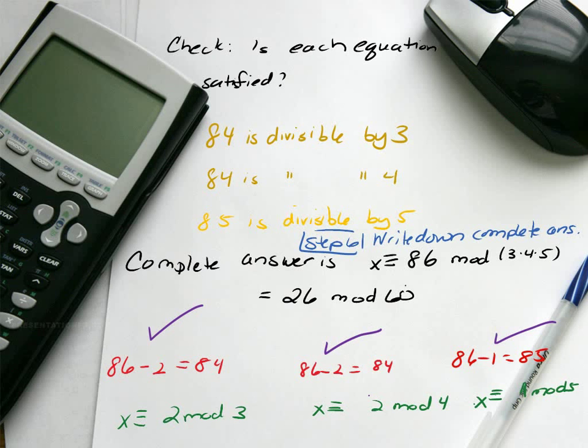86 is larger than 60. So you just take the remainder, right? You'll see me do that all the time. We're just rotating back, we're reducing. It's just like reducing fractions.